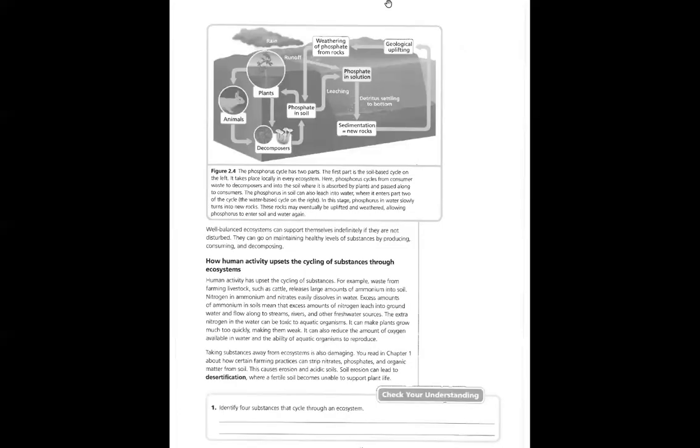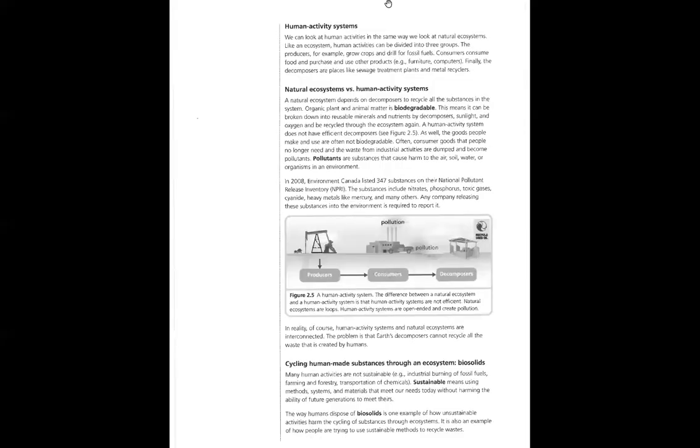We looked at how human activity upsets those cycles. That was something we went into in a lot of detail. We looked at natural ecosystems versus human activity systems. We know that natural ecosystems depend on decomposers. Another important part of an ecosystem are the decomposers. And we looked at all of how organic plant and animal matter can be biodegradable, broken down, and that pollutants are often in the waste that we get rid of, and how they cause problems.